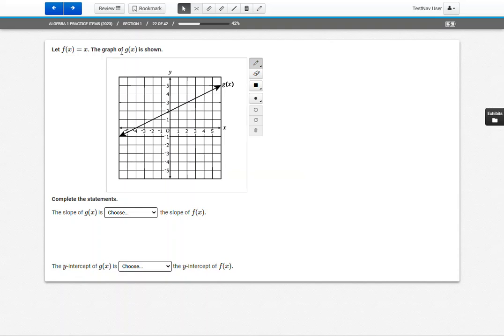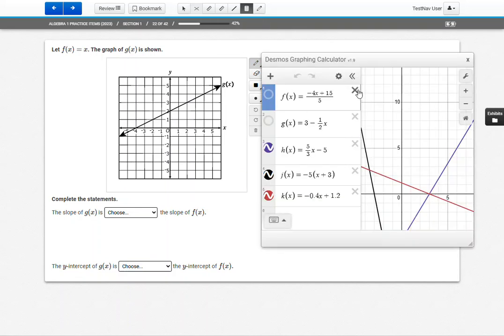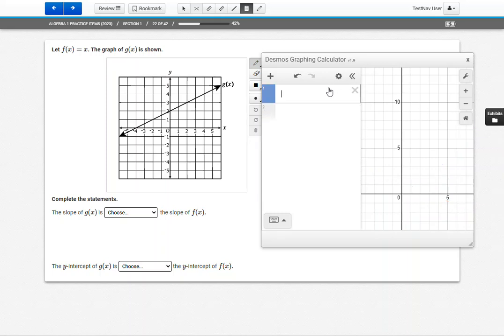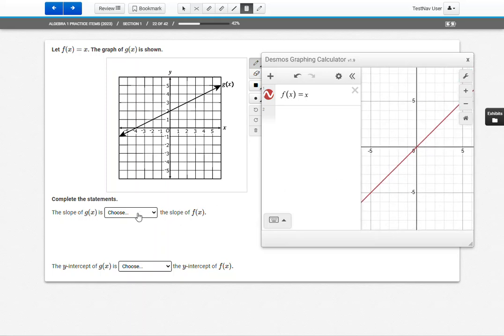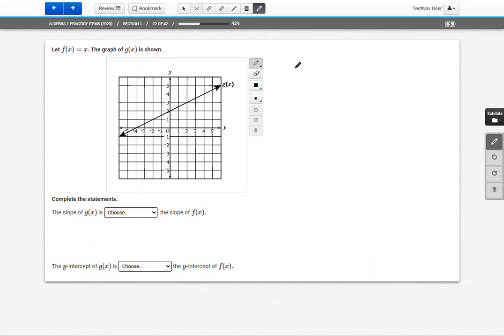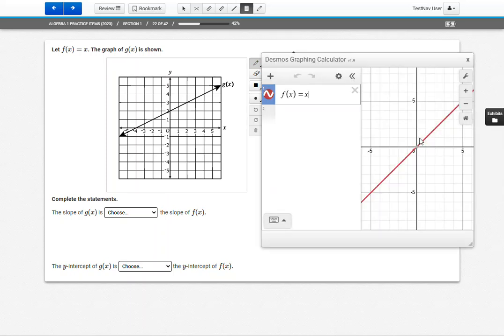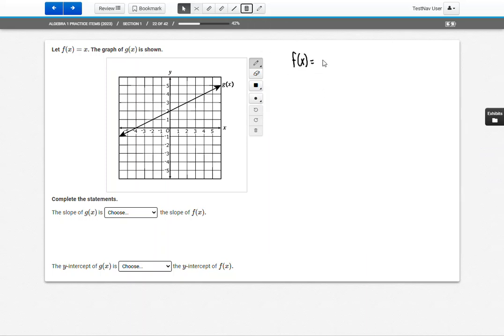Number 22, let f of x equals x. I don't have it on here, but let me go ahead and graph it in Desmos. f of x equals x. So it's this graph right here. The slope is, well, let's see. For f of x, the slope is equal to 1, right? Because it's 1 over 1, 1 over 1. So the slope for f of x is equal to 1.